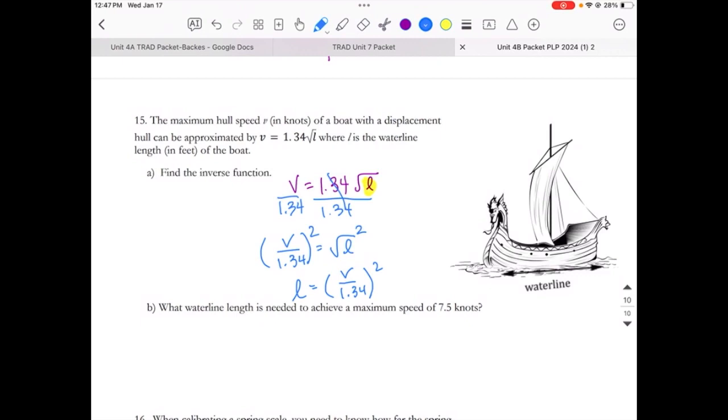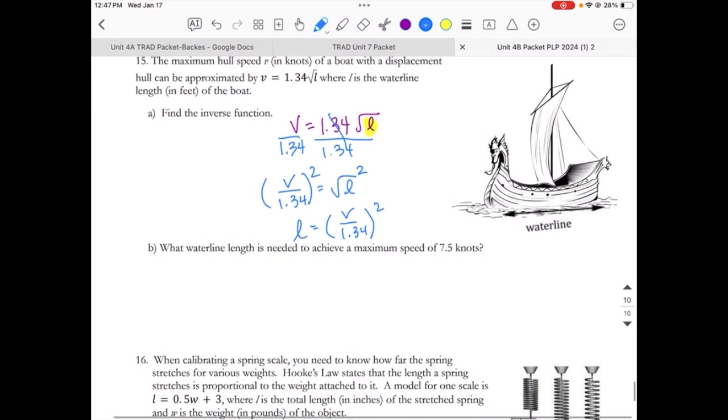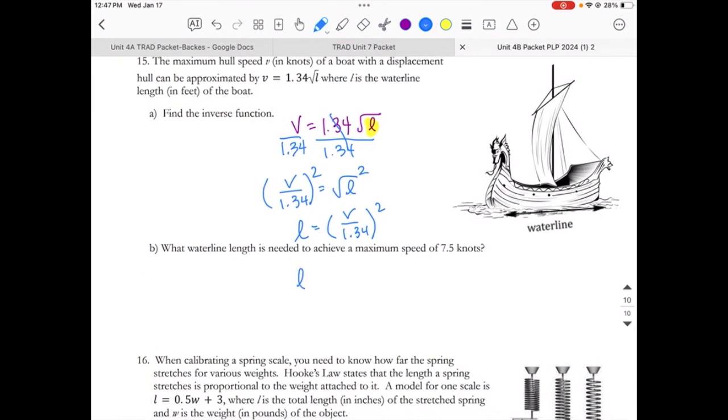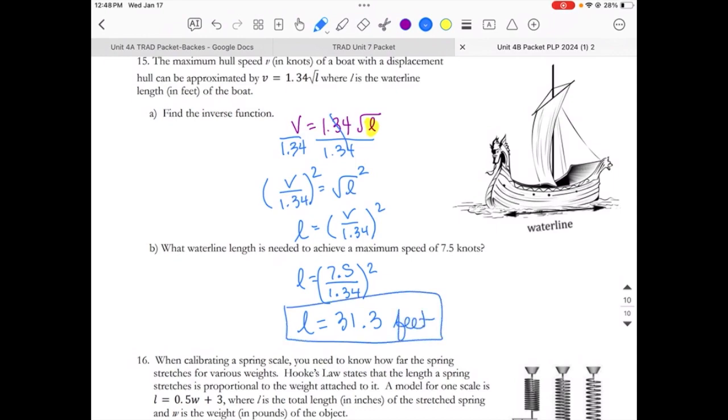Okay, so when they tell you the maximum speed, and they determine maximum speed as v in knots. So for part B, all we have to do is plug in 7.5 for v. And when you plug that into your calculator, you get L equals 31.3 feet.